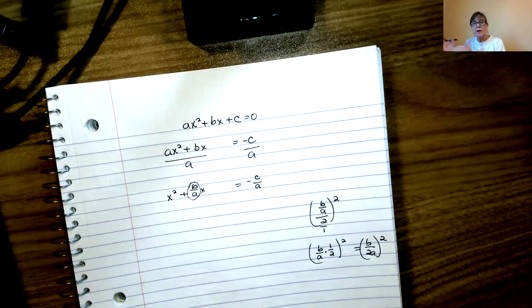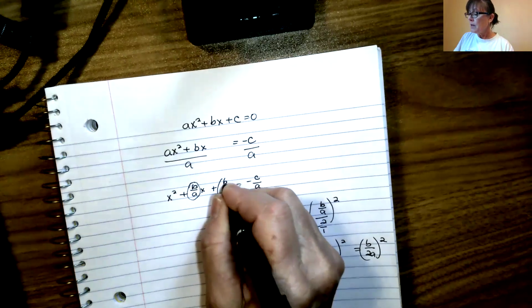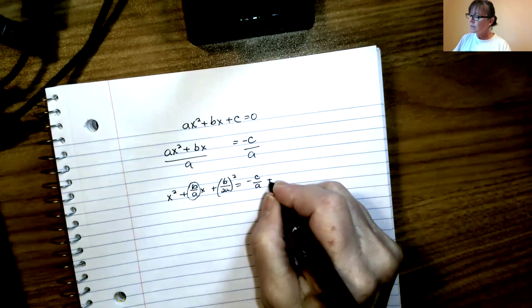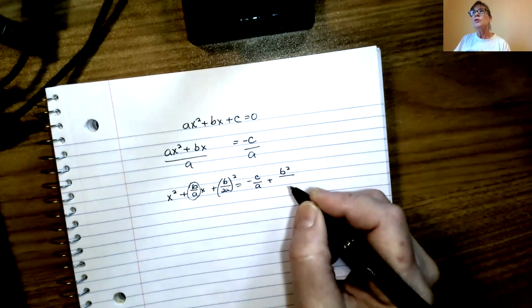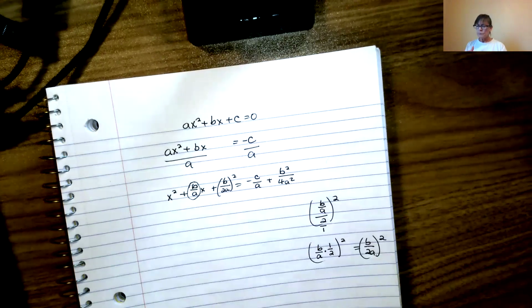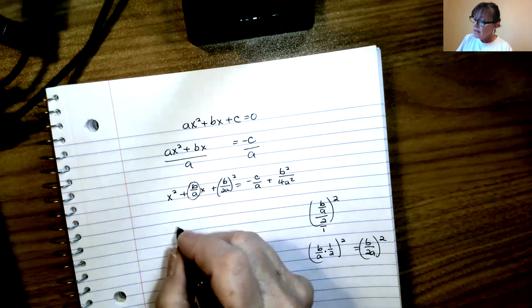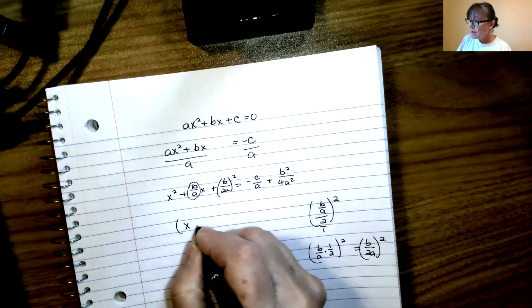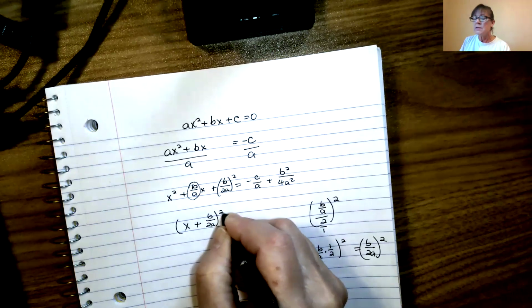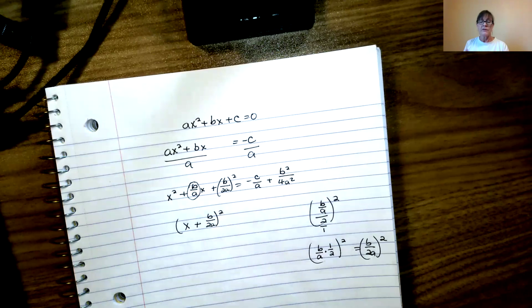All right, so this is what we're going to add to both sides of the equation. Remember, on the left, I like to leave it looking like that, plus b over 2a quantity squared. On the right, I go ahead and square it. So that's going to be b squared over 2a squared, which is going to be 4a squared. On the left, you rewrite or factor the left-hand side into x plus the square root of whatever you see in there, b over 2a quantity squared. That's what it factors into.